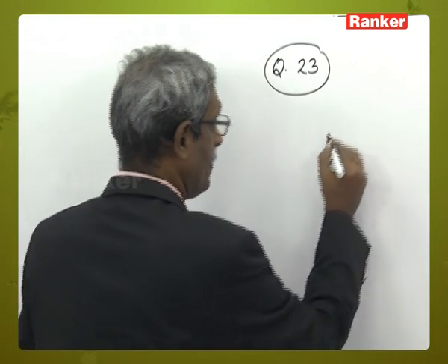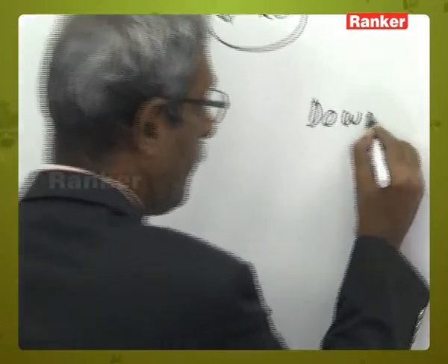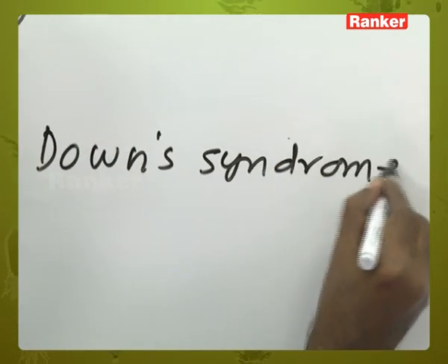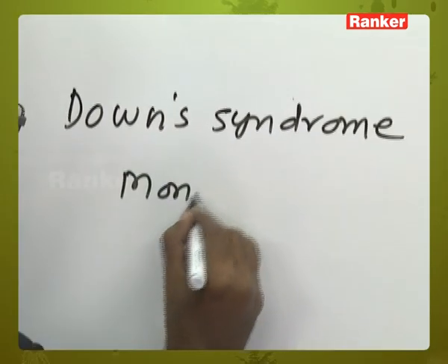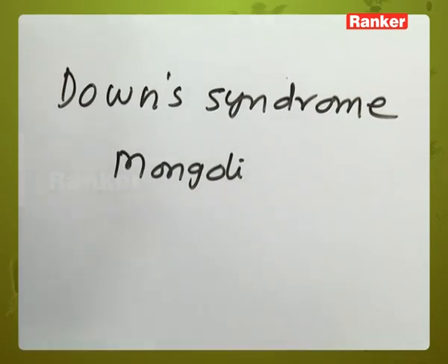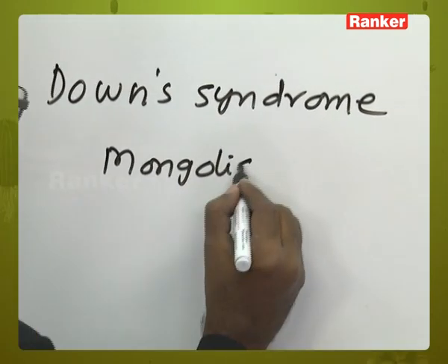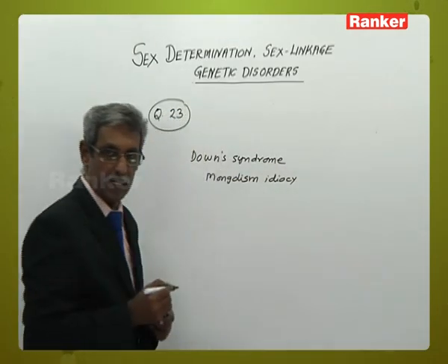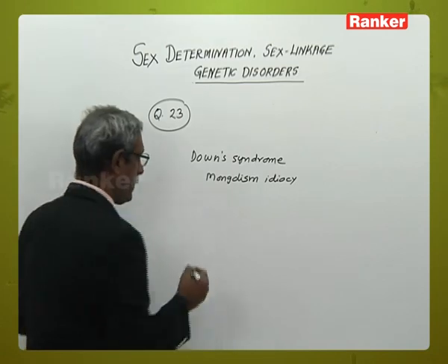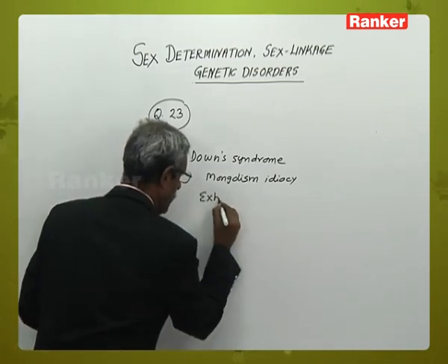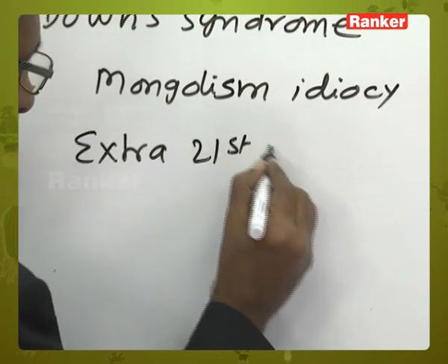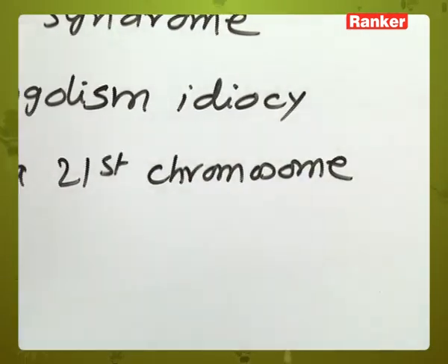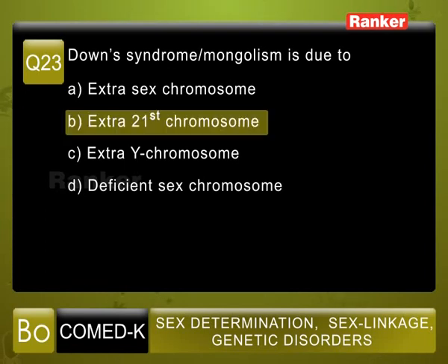We always understand that Down syndrome, or Mongolism, or idiocy, is always due to the presence of an extra 21st chromosome. Hence, the answer is B.